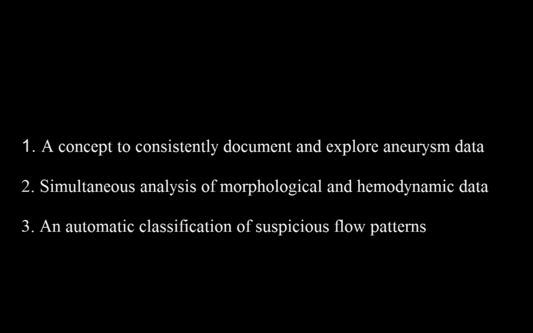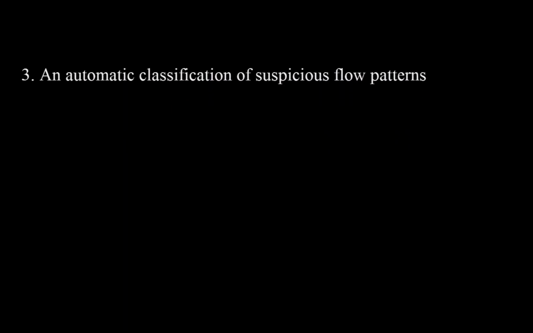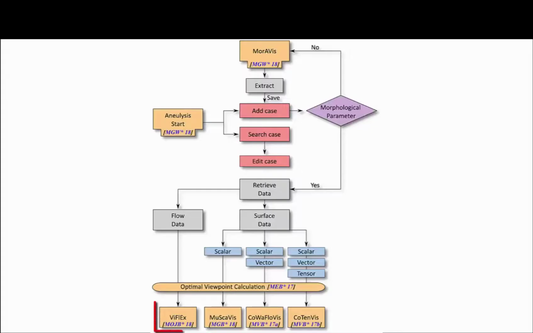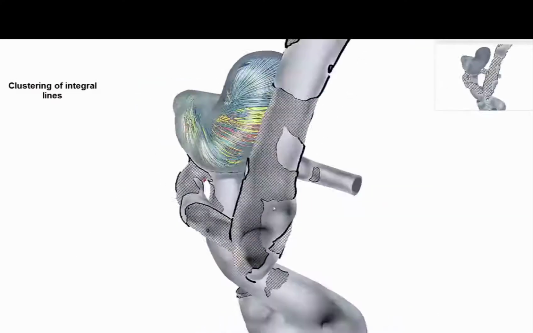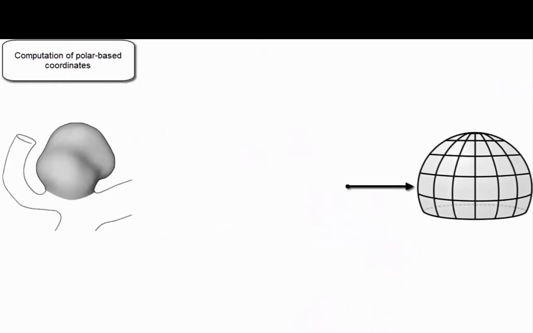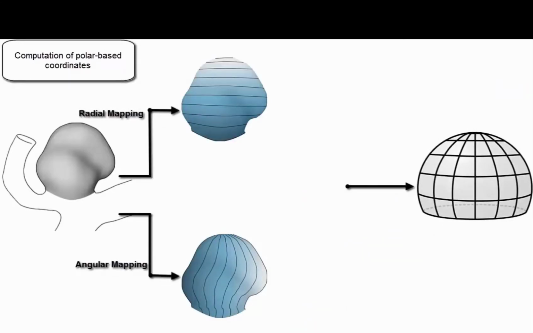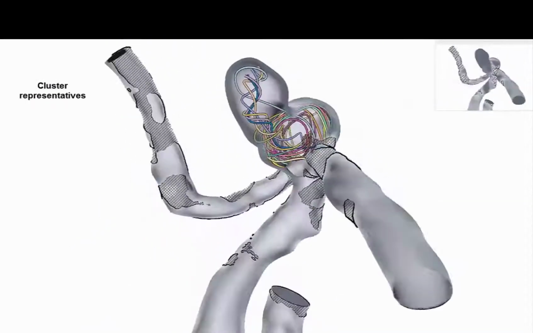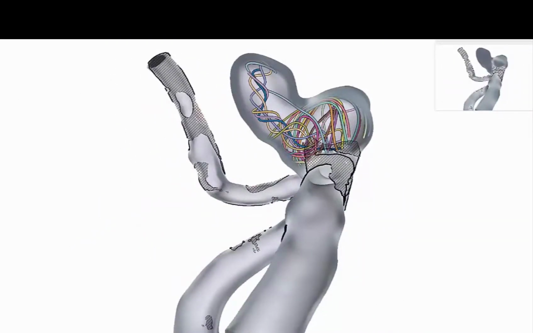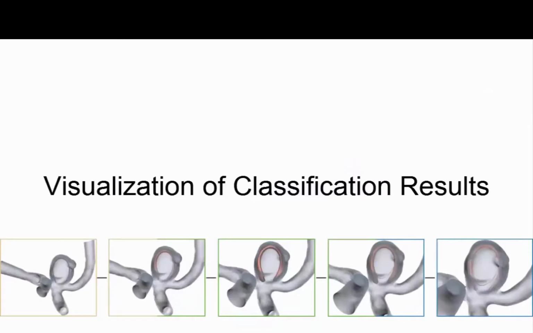To assess the influence of qualitative flow patterns on rupture and treatment success, an objective and reproducible classification of flow patterns is needed, which is ensured by the VFlex module. This is based on a novel mapping of the aneurysm surface to a hemisphere by calculating polar space coordinates. Furthermore, the internal blood flow is clustered, and based on the cluster representatives, the flow is classified.